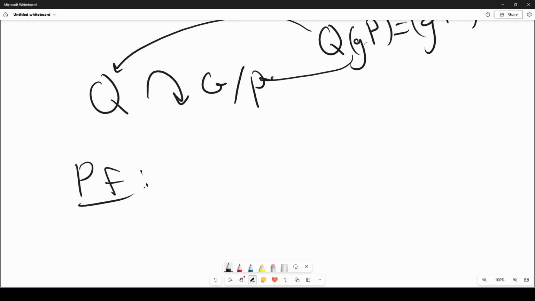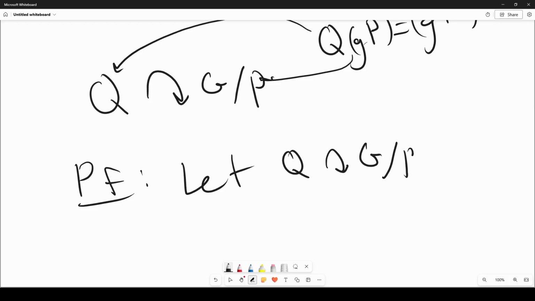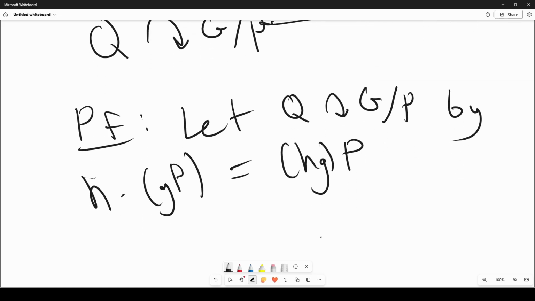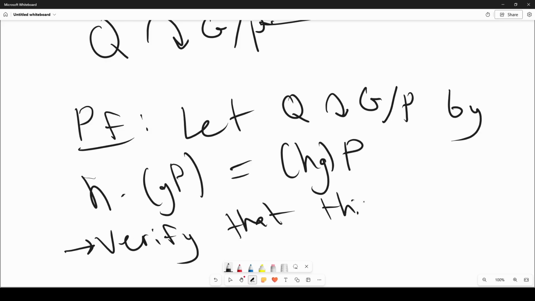Let's start the real proof now. So let's let Q, as we said before, act on G mod P by H dotted with some left coset is going to be equal to H times G and that left coset. So you should check for yourself that this is indeed a group action. So verify that this is a group action. Shouldn't be too hard.